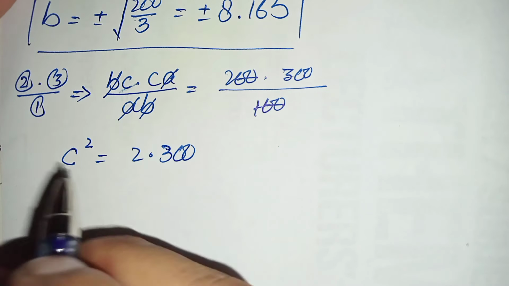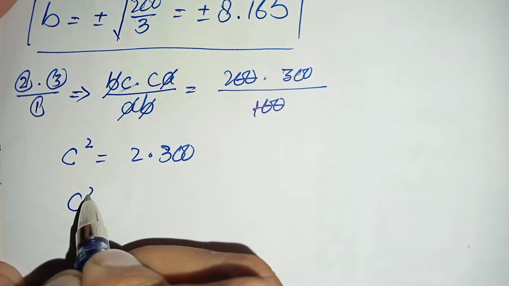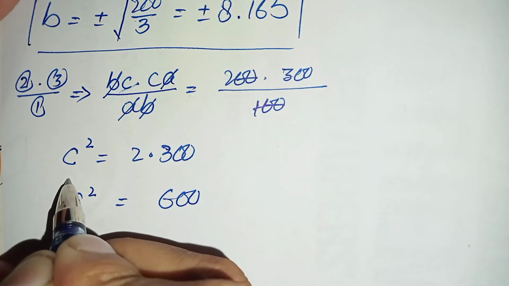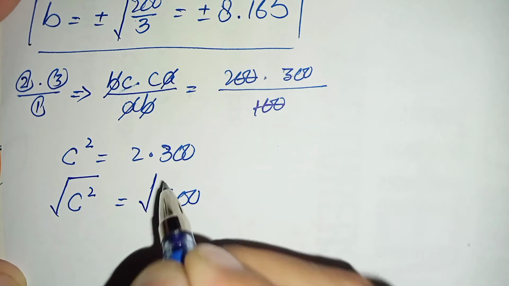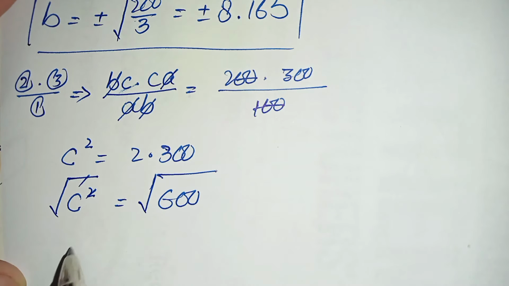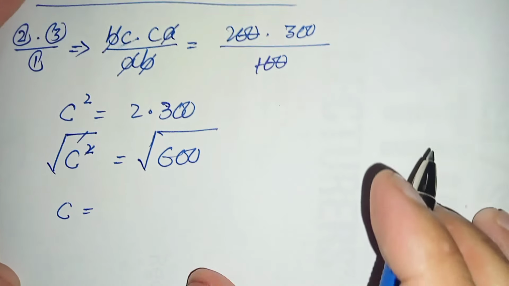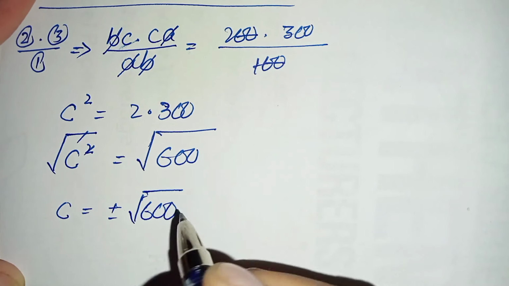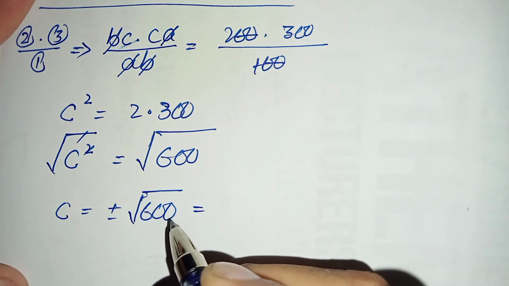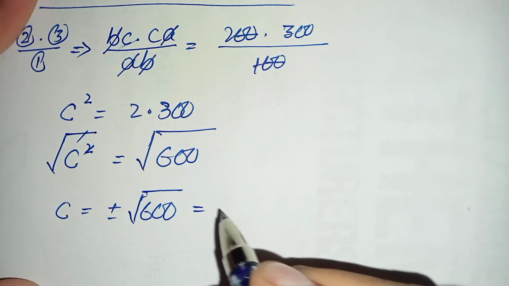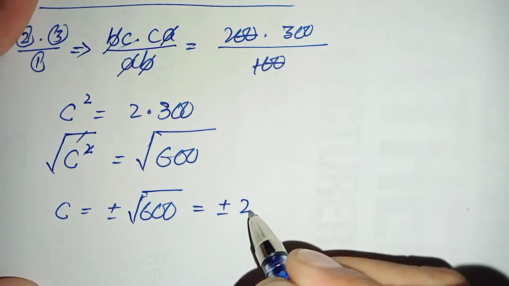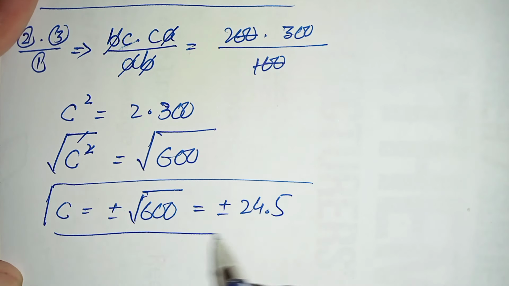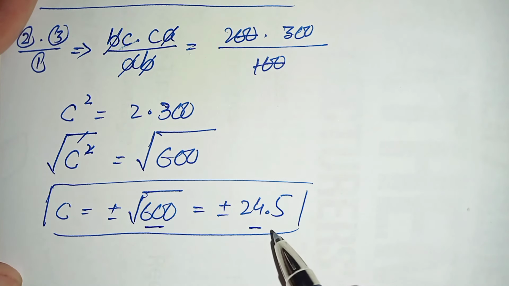Now the product of 2 times 300 is 600, so this will become c square is equal to 600. Now again there is a square over c. So to find c, we will take the square root on both sides. This square and square root will be cancelled. C is equal to plus minus square root of 600. And if we want to find this value in terms of a decimal number, the square root of 600 is about 24.5. So this is the required value of c in terms of square root and in terms of decimals.